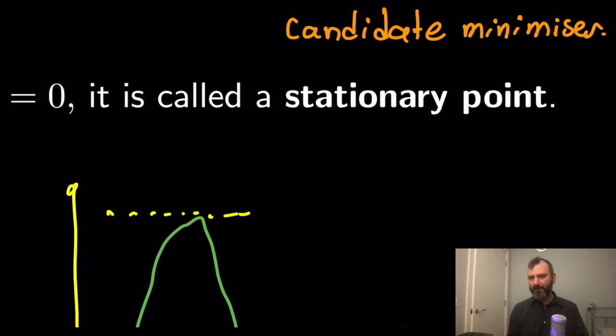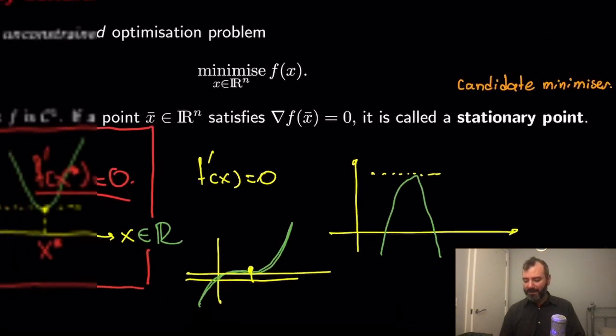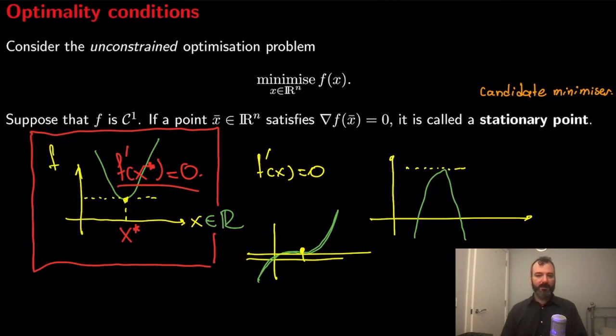It may be a minimizer, it may not be a minimizer, we'll have to check. It's a stationary point. It's better than nothing in a way. So determine a stationary point if you can, and then we'll see. You might be lucky and you might have actually found a minimizer. But this is at least one thing you can always do.